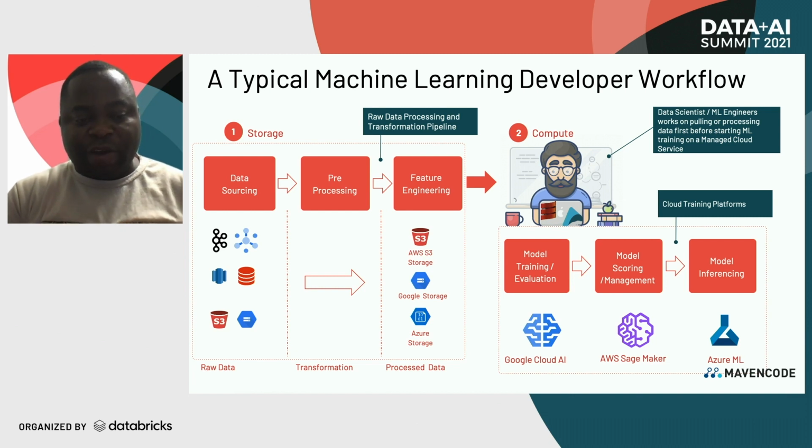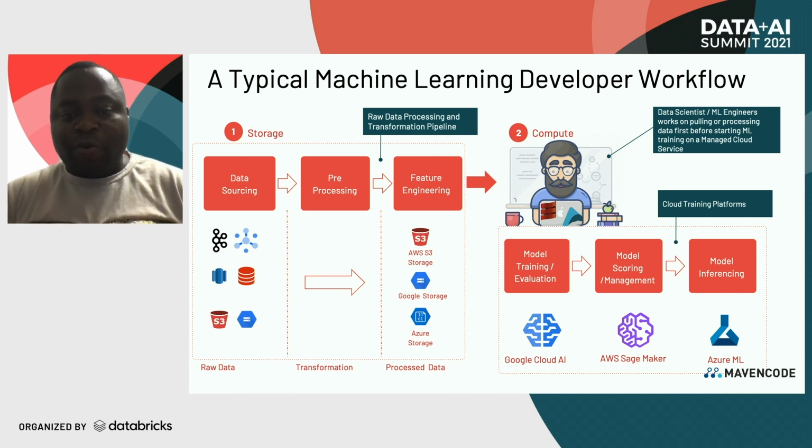In this case, you have transformed data that is ready to be used downstream by the data scientist. And you store this data with the derived features in a storage location. Once your data is in the storage location and the data is prepared, then we can talk about model training. The model training, the model evaluation, the model scoring and management, as well as inferencing, can all happen in a cloud environment. The data scientists and the ML engineers work hand in hand in pulling the data and getting the data processed before you start ML training on a managed cloud service.